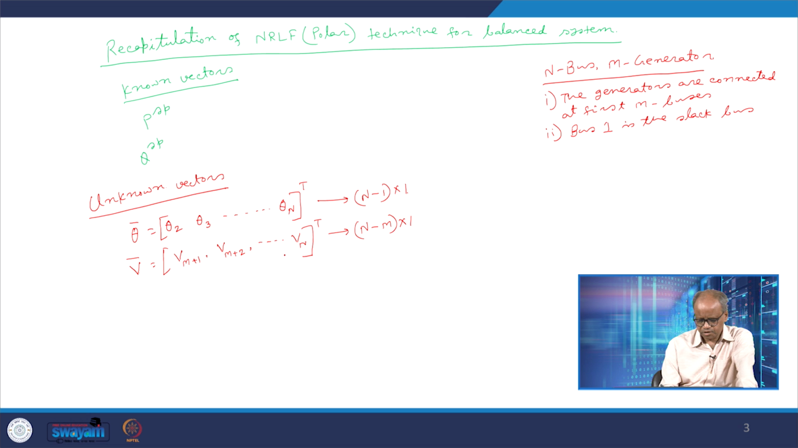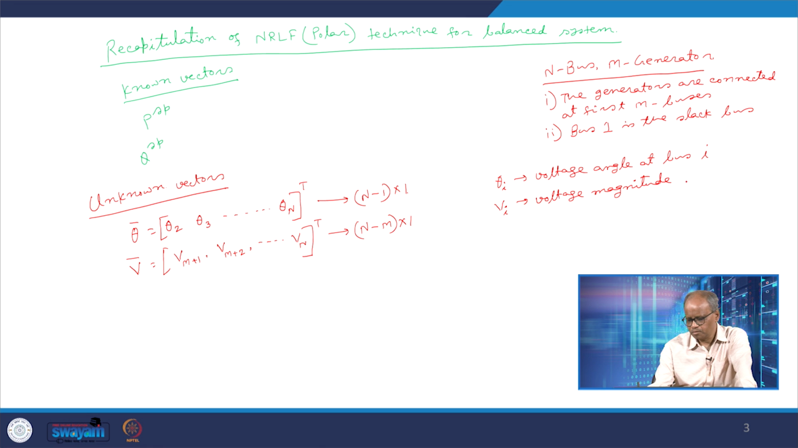So here essentially we denote that theta i is the voltage angle at bus i, and V i is the voltage magnitude at bus i.